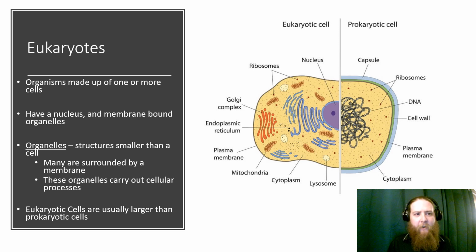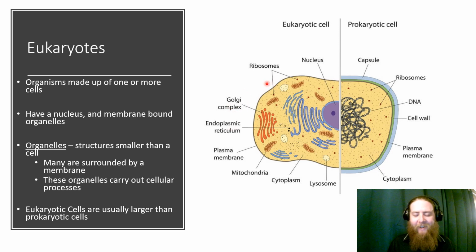All right, eukaryotes. These are organisms made up of one or more cells. They have a nucleus, where these guys have that nucleoid. They have membrane-bound organelles. These are things like the mitochondria, which is a membrane-bound organelle, the Golgi complex, endoplasmic reticulum, and lysosomes.